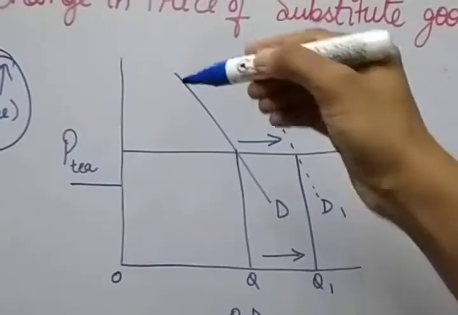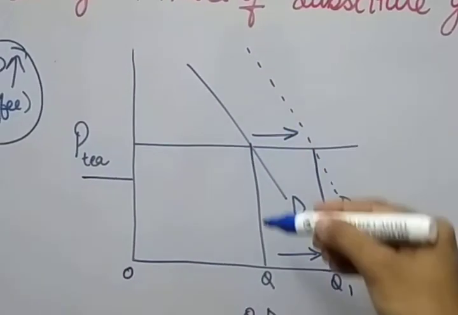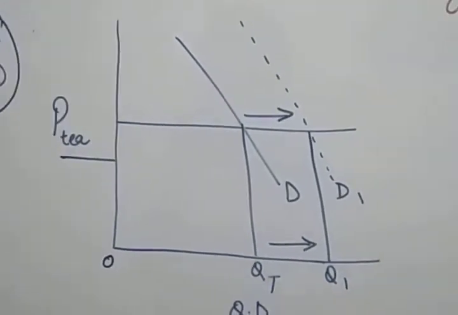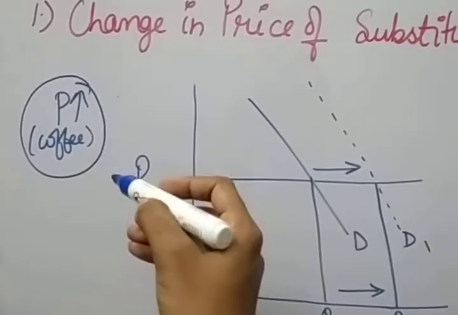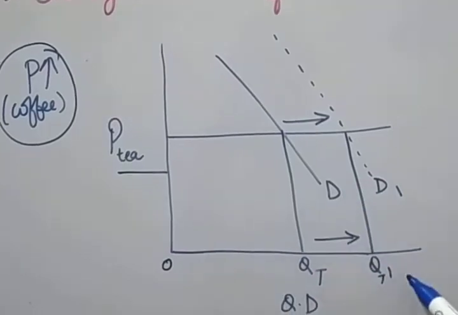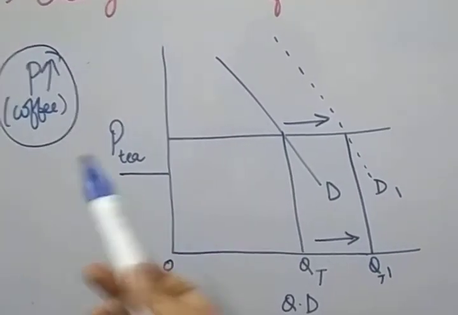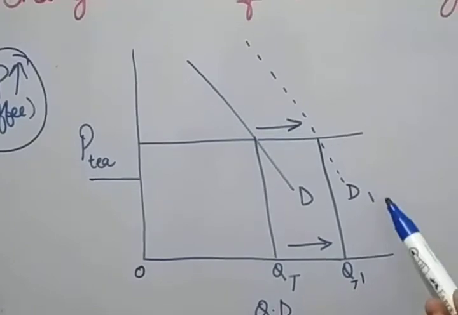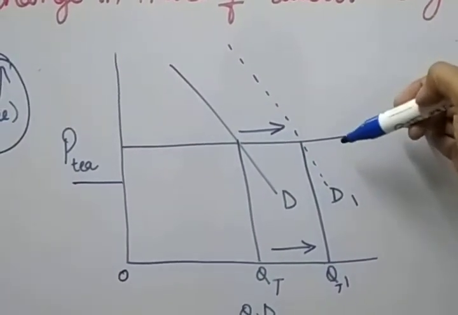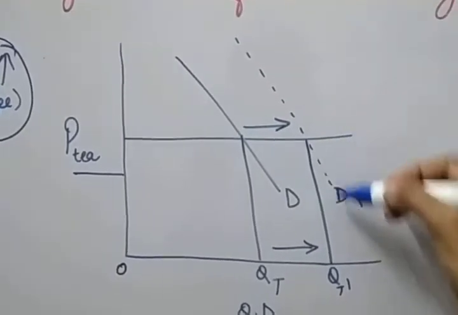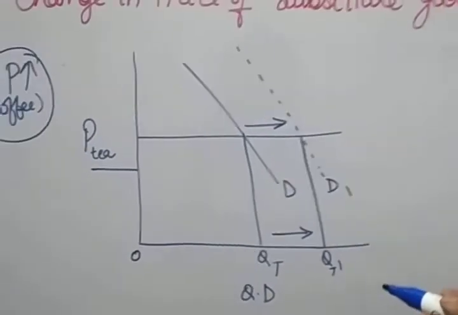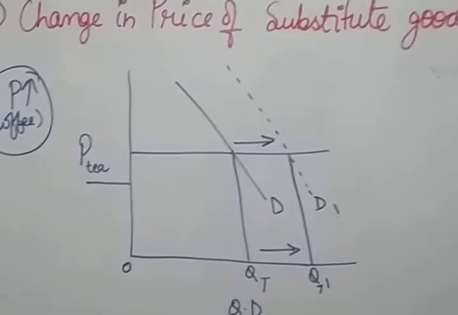Imagine this is the initial demand curve, and at that time OQ quantity of tea was purchased. Now if the price of coffee increases, the consumer will definitely consume more tea, because coffee is costly for them, so they will increase the consumption of tea. So the demand curve for tea will shift rightward, and the new demand curve is D1, with new quantity QT1.